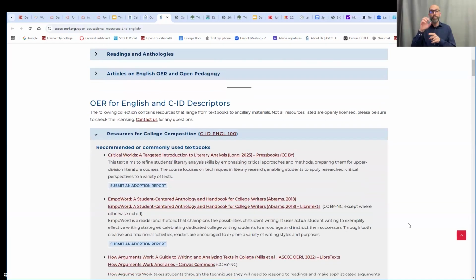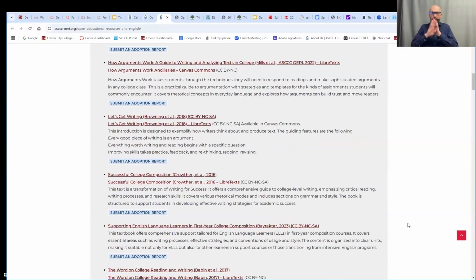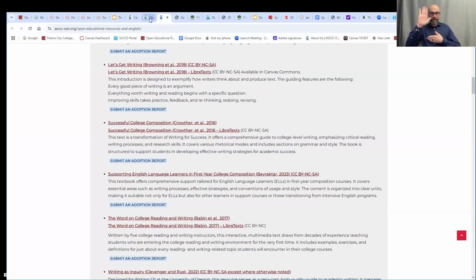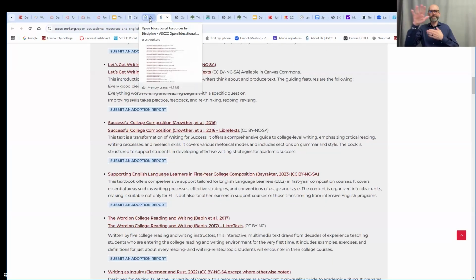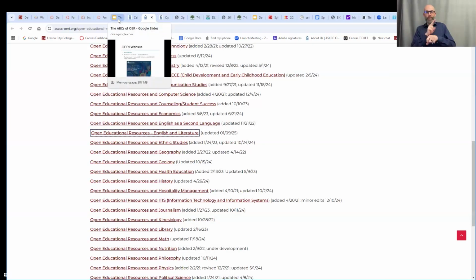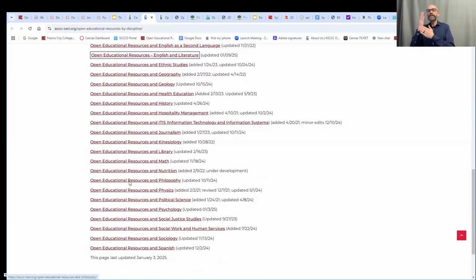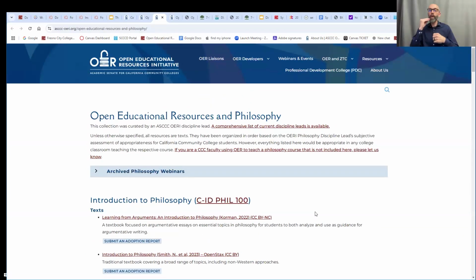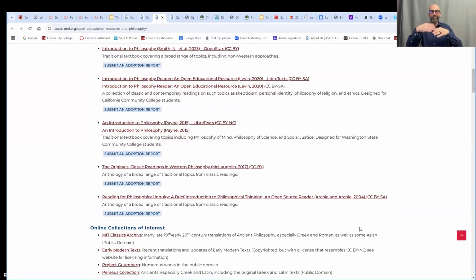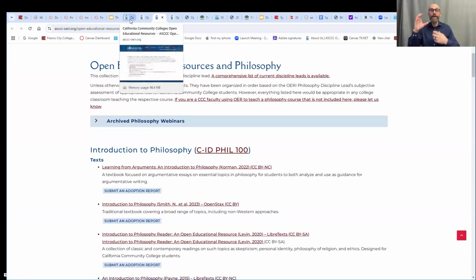So a lot of these were developed or adapted by faculty in the California community colleges. They're being used by faculty in the California community colleges as well. So this is a really good collection, and these are mostly textbooks. There are some other full courses, some homework systems and courseware, and you can see that they break them down by each of the major subjects or the CIDs.